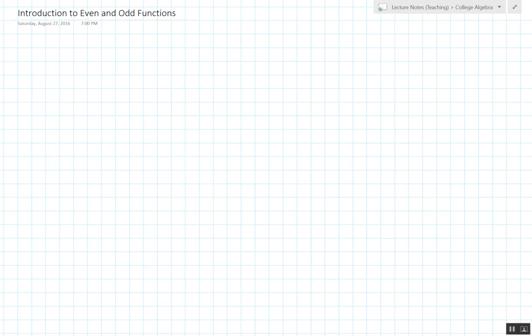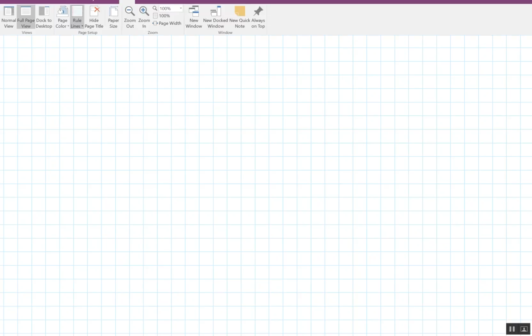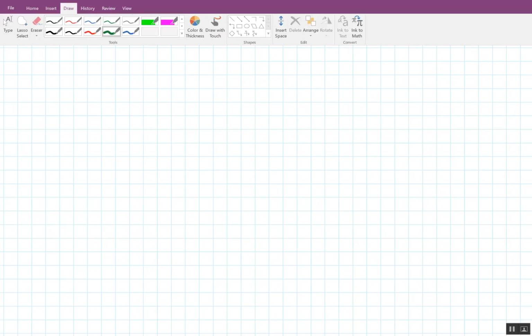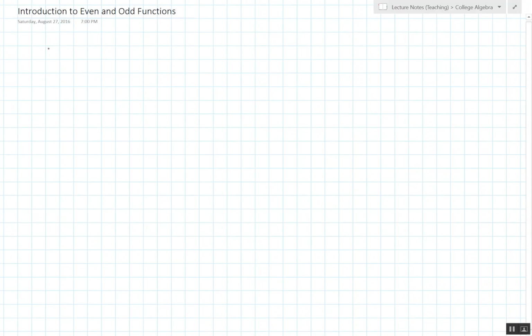Hi everyone. Today we're going to talk about properties of functions, and we're going to first talk about even and odd functions. Out of the two, we're first going to talk about even functions because they are kind of the easiest to draw and understand. So we're going to look at even first, and let's look at what even means.